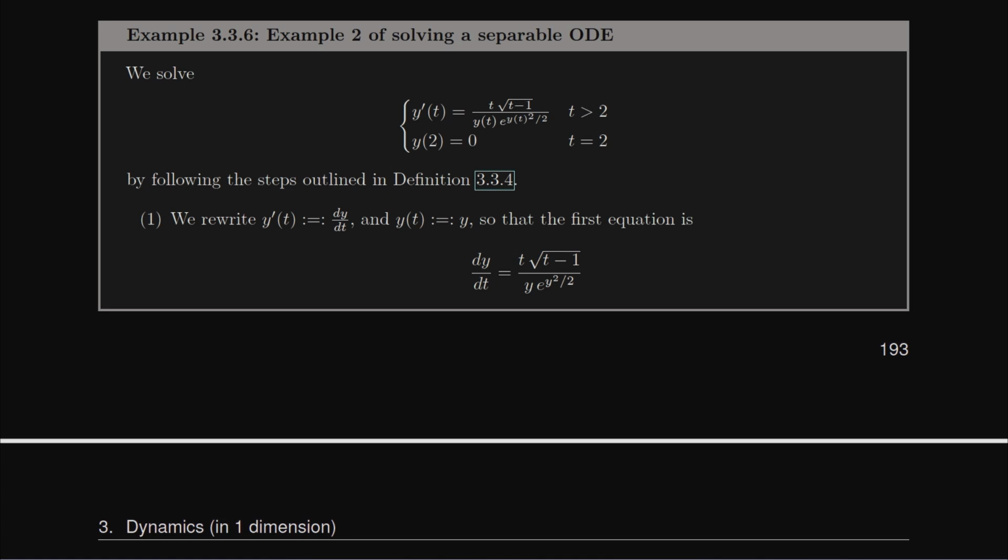Let's go ahead and follow our step-by-step process again, which basically starts out with us saying we're going to replace y prime with dy dt, and we're going to replace every case of y of t just with y by itself. I don't want it to be y of t anymore.